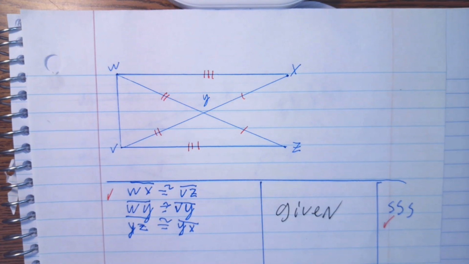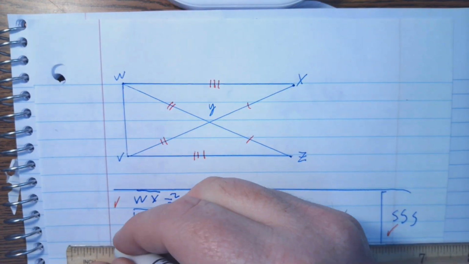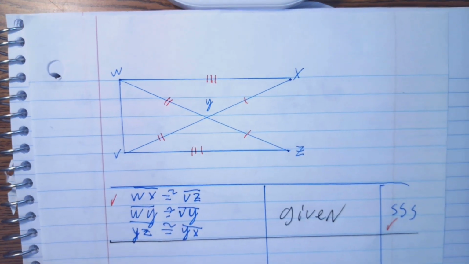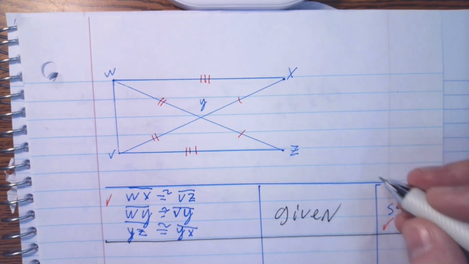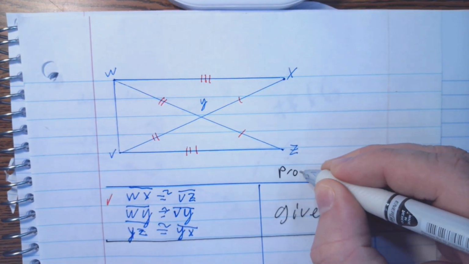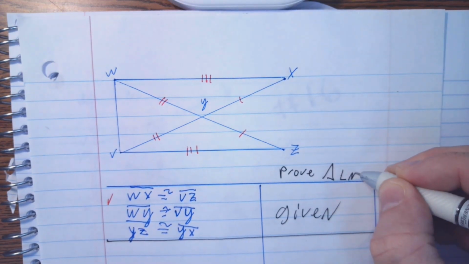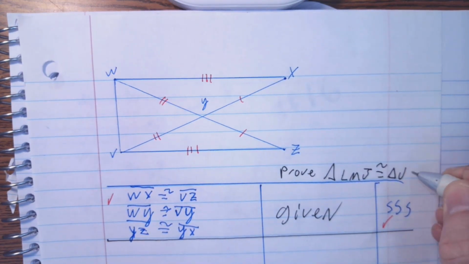If I do that, I like to draw a line so we kind of clump it up. I'm going to have to use the other stuff in the given. They're not trying to trick you. They're not going to give you stuff you don't use. Okay, and I guess I need to write the prove. We're going to prove that triangle LMJ is congruent to triangle JK.